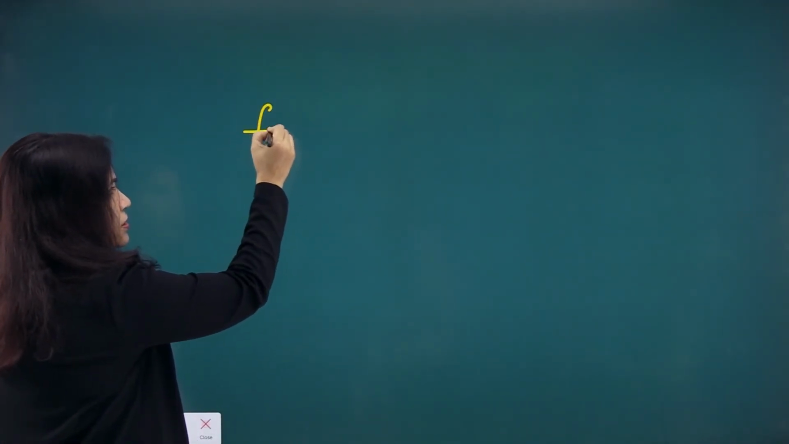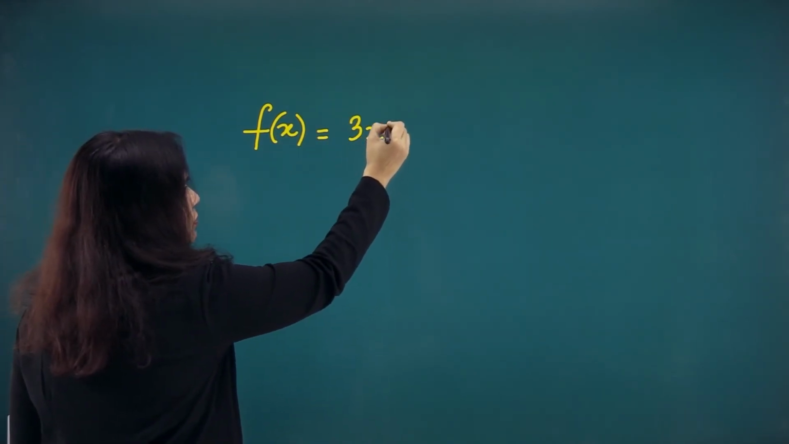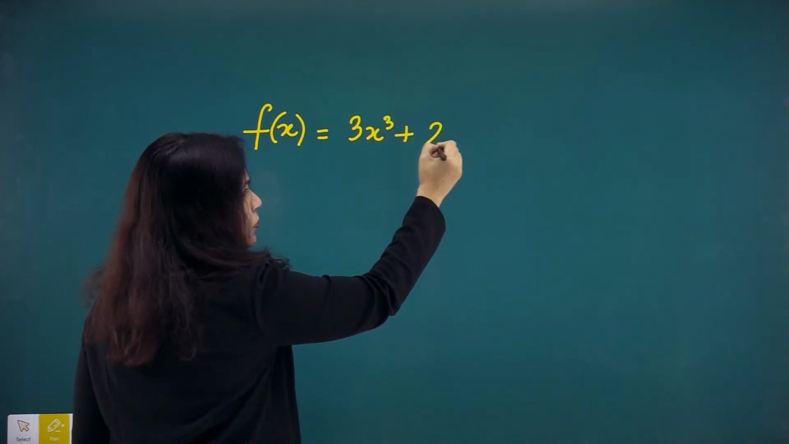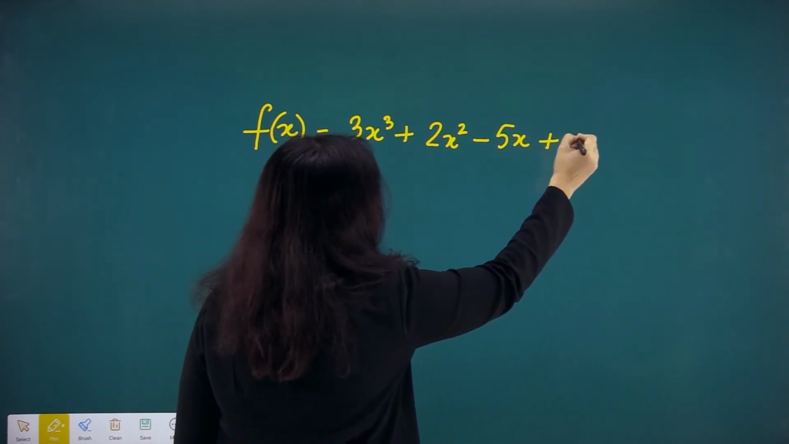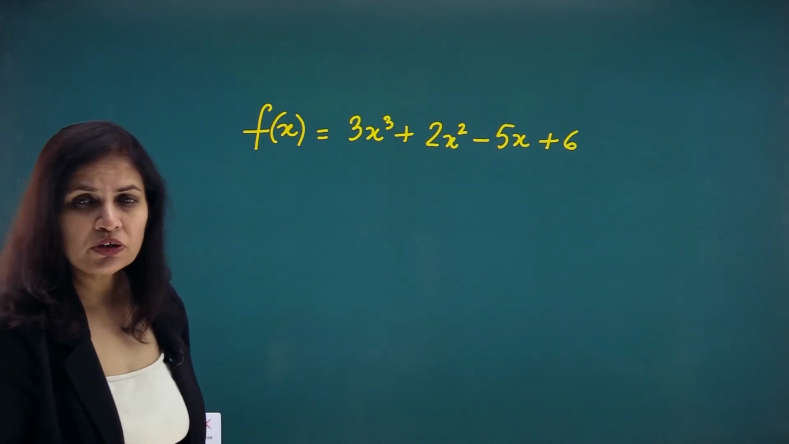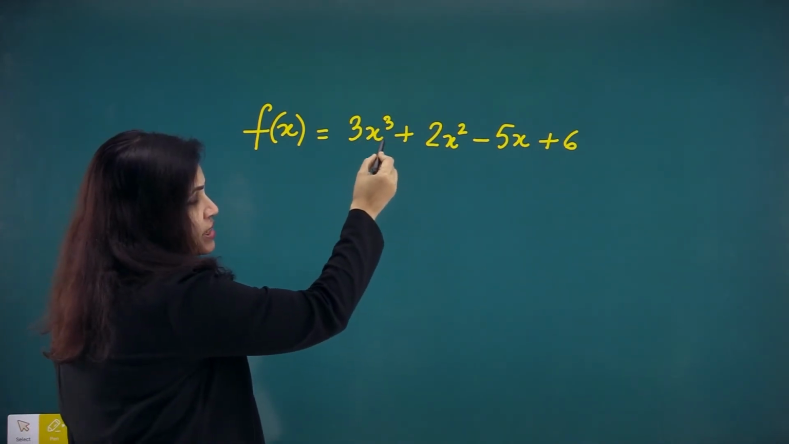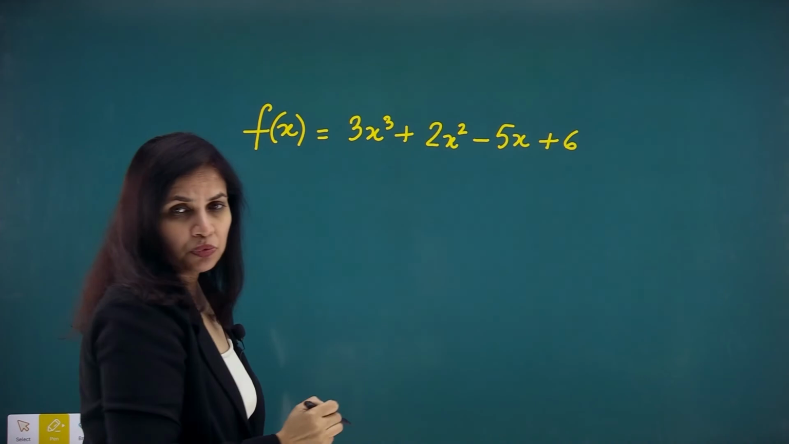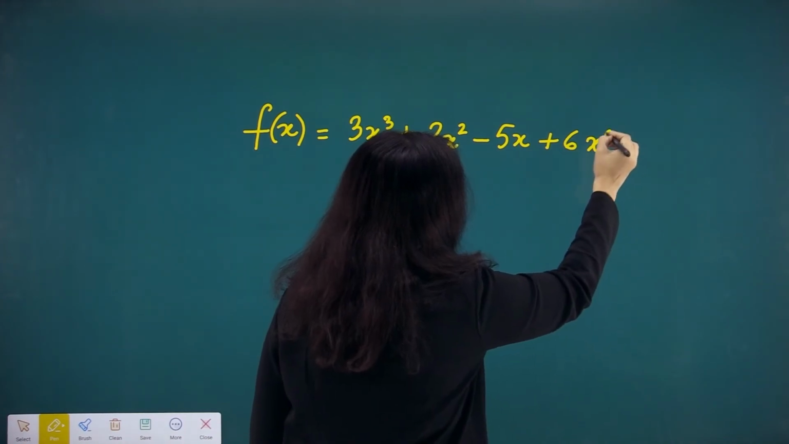Let us start with polynomial, taking a few examples and understanding polynomial better. Suppose we have a polynomial f(x) as 3x cube plus 2x square minus 5x plus 6. I have written this polynomial in decreasing power of x. As we can clearly see, the highest power is 3, then we have power 2, then we have power 1, and then we have 6 with x raised to the power 0.